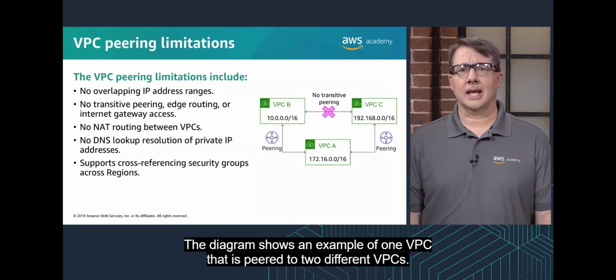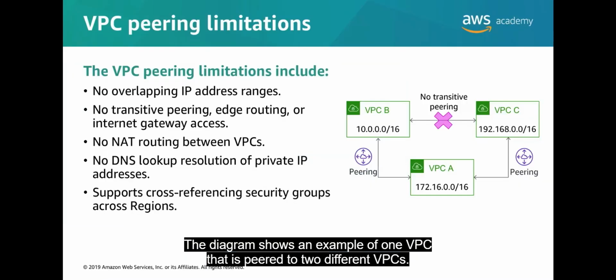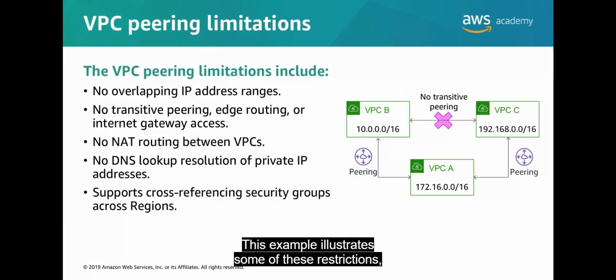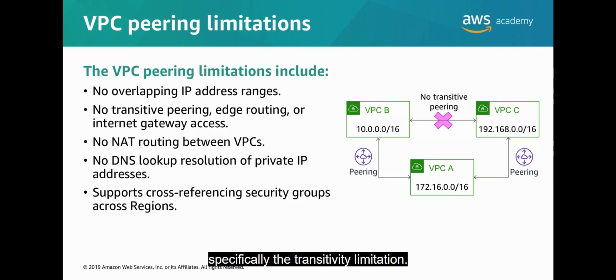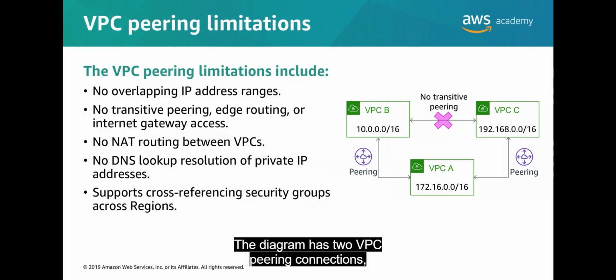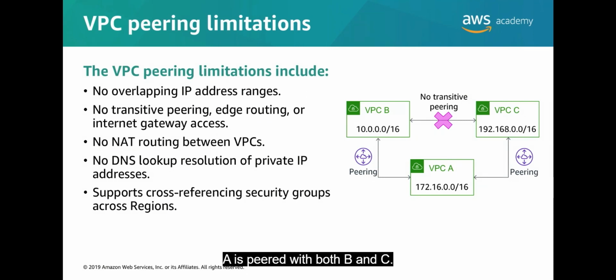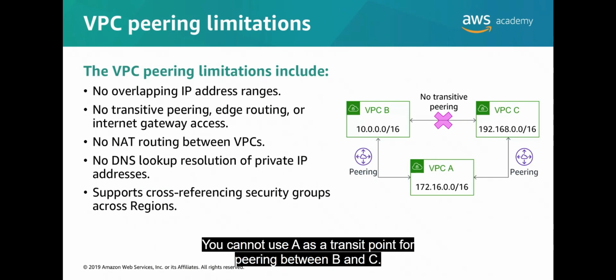The diagram shows an example of one VPC that has peered to two different VPCs. This example illustrates some of these restrictions, specifically the transitivity limitation. The diagram has two VPC peering connections. A is peered with both B and C. B and C are not peered. You cannot use A as a transit point for peering between B and C. If you want to enable the routing of traffic between B and C, you must create a unique VPC peering connection between these two VPCs.